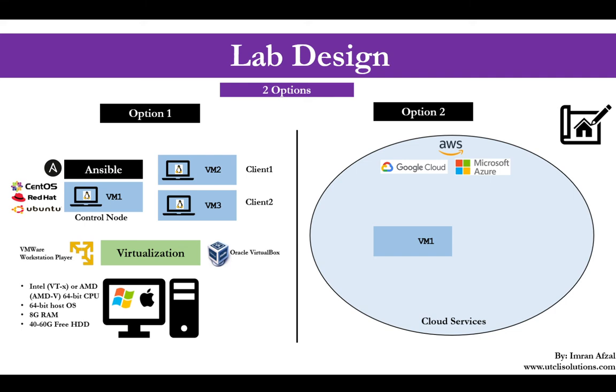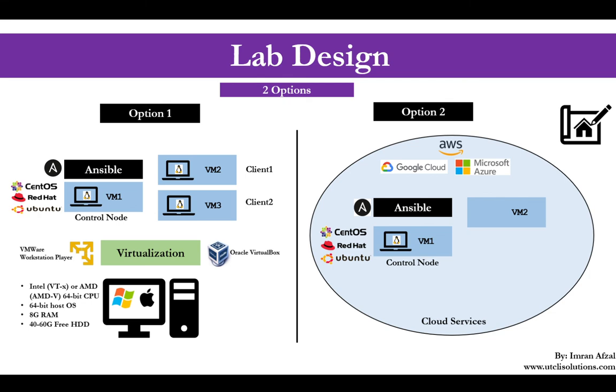In this option, you will create a VM1 and then you will install Linux operating system on it. Again, it could be either CentOS, Red Hat, or Ubuntu. Then we will install Ansible on it, and that becomes our control node. Then we'll create VM2 as our remote client, on which we will be executing our commands through the control node. In that VM2, of course, we will install Linux. Same thing, this is going to be client 1. Same thing with VM3, Linux, and that becomes client 2. So that's our option 2.